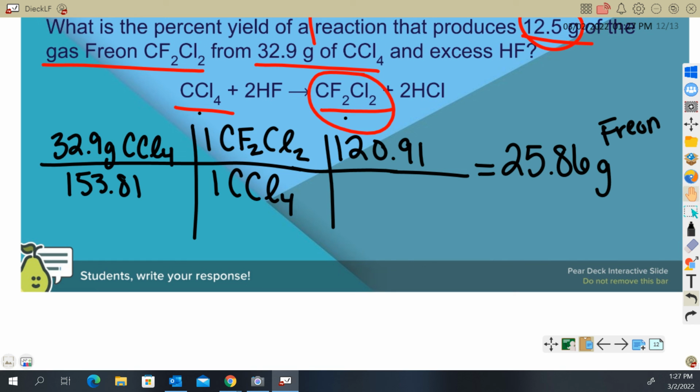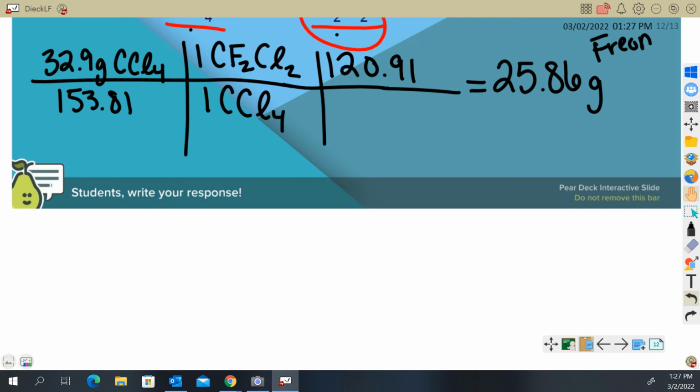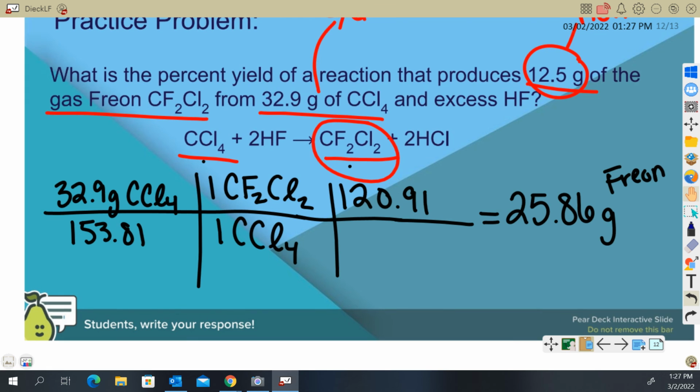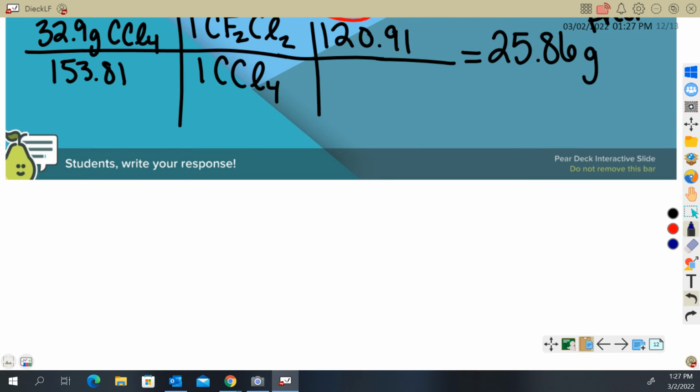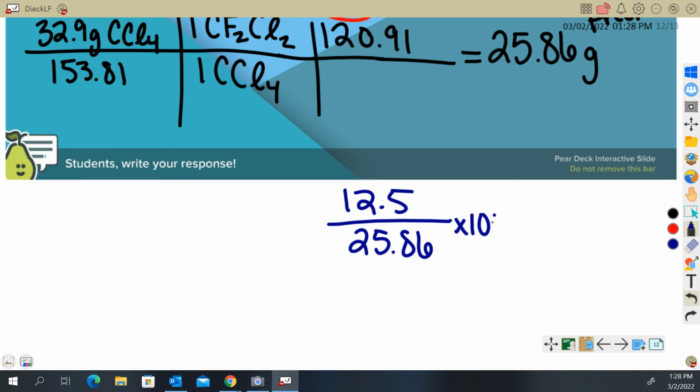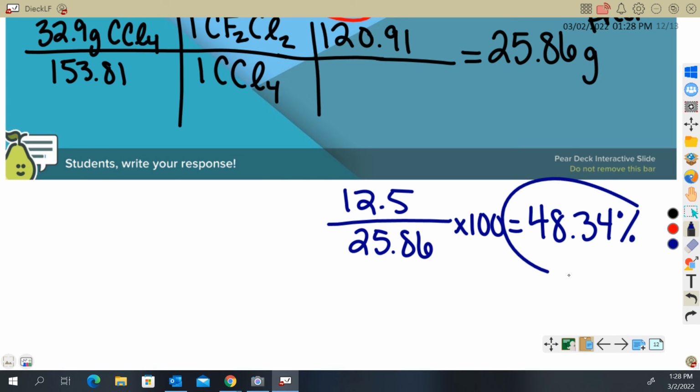And then we need to do our percent yield calculation. So we should have our given, which in this instance is 12.5 grams of Freon, over our theoretical yield. So 12.5 over 25.86 times 100, and that ends up giving you 48.34%. Not a very good yield. They probably spilled a lot of their Freon in this instance.